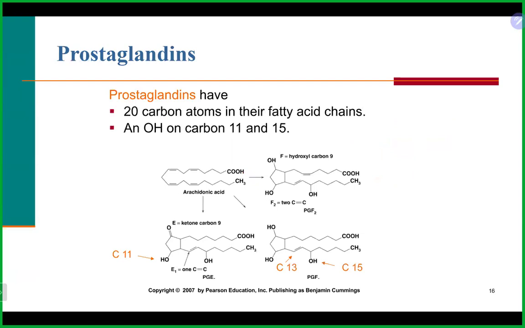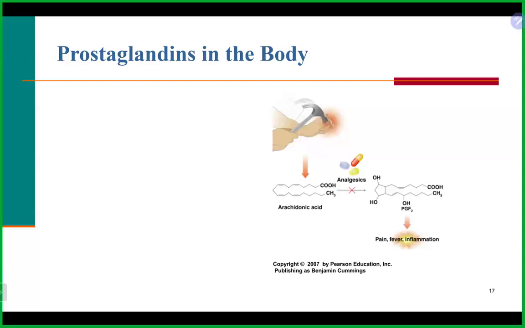All right. Let's talk a little bit about prostaglandins. Prostaglandins have 20 carbon atoms in their fatty acid chain. They have an OH group at carbon 11 and 15. And they do have a trans double bond at carbon 13 there.